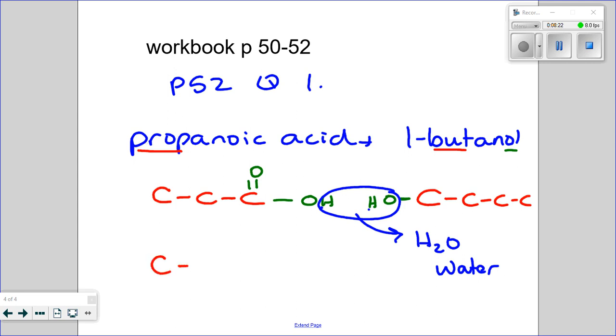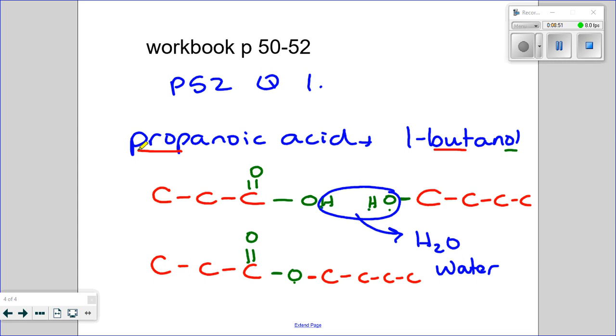Well, we still have these 3 carbons, with the third being attached to a double bonded O, and then this oxygen, who is now no longer attached to anything. This hydrogen, and this oxygen have now gone to form water. So this oxygen here will now attach itself to the 4 carbons that originally belonged to the 1-butanol.